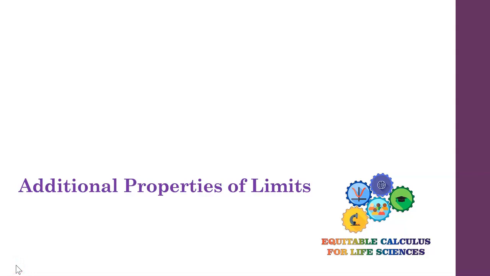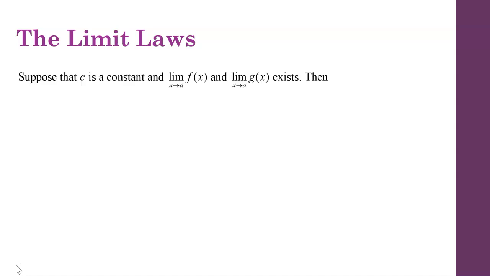In this lesson, we're going to look at some properties of limits that should make evaluating them a little easier. So let's look at these properties. The first set, what we call the limit laws, tell us that if I have two functions, f of x and g of x, and the limit of both exists as we get close to a, and if I have a constant c, then I can do the following.